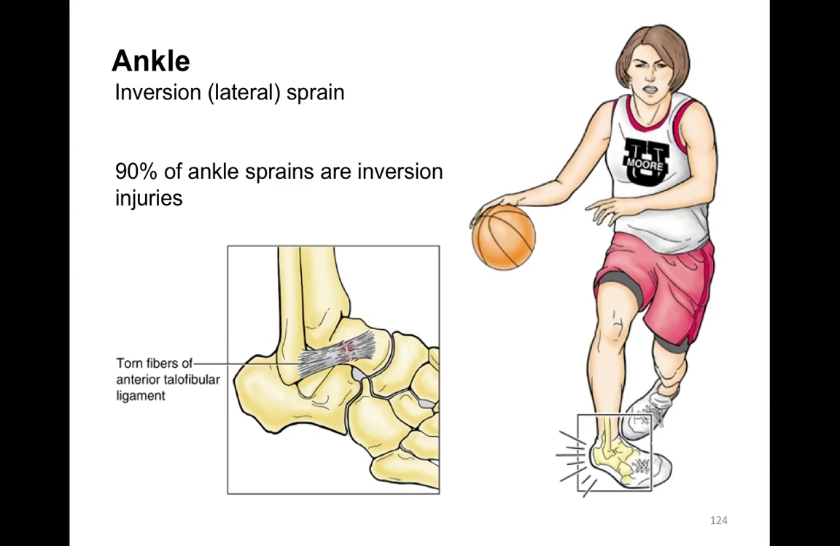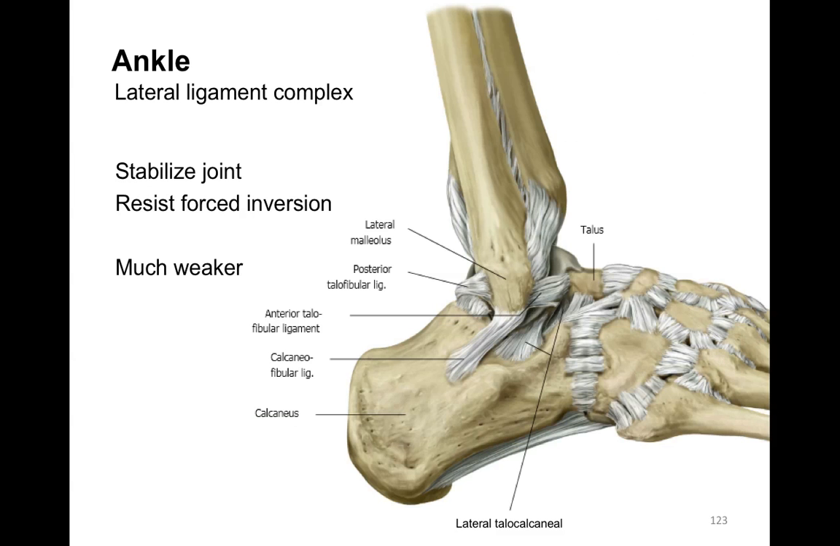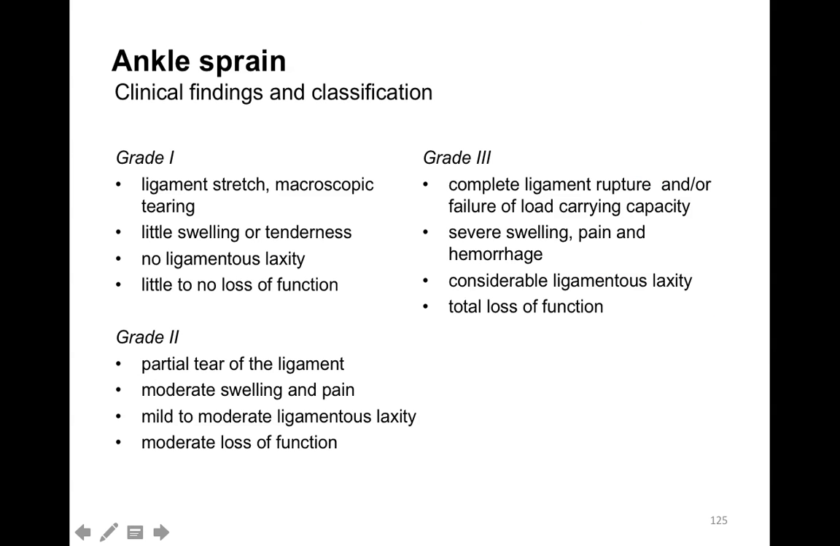And due to the typical inversion motion that happens during an inversion ankle sprain, it's the anterior talofibular ligament that ruptures first. So in the lowest grade ankle sprains, it's just the anterior talofibular ligament that is ruptured. But in much more severe inversion ankle sprains, all of these ligaments will become ruptured. And here's a grading of these ankle sprains.